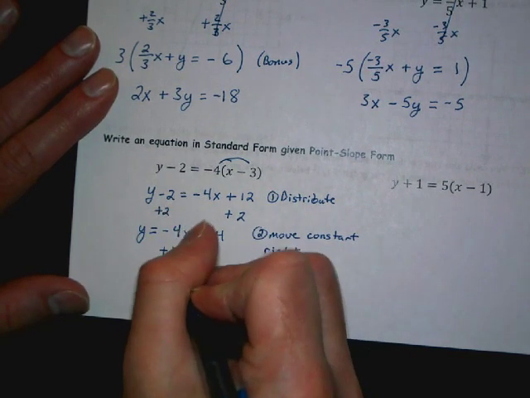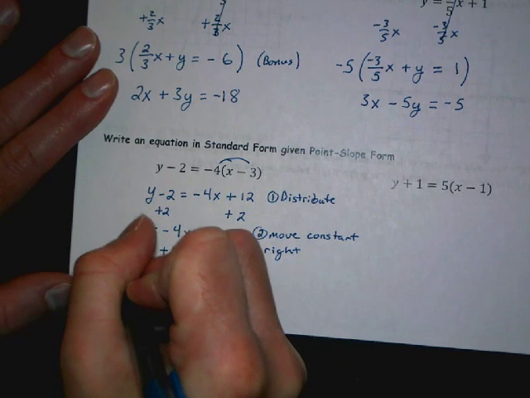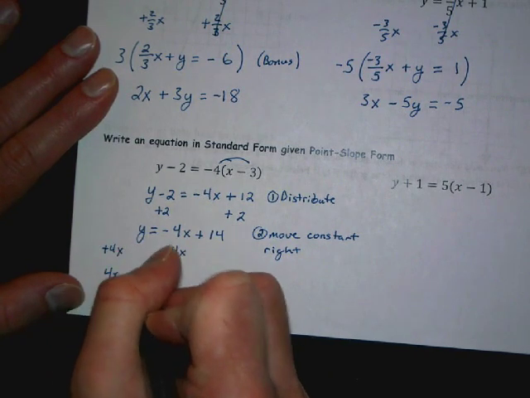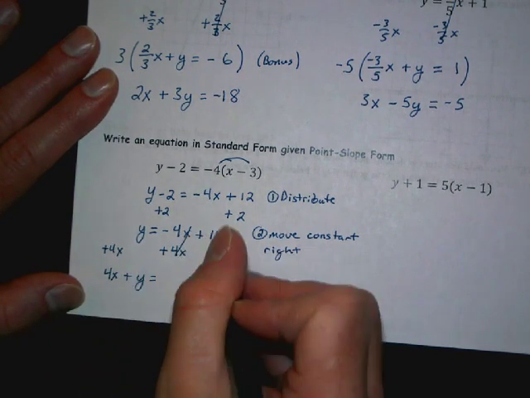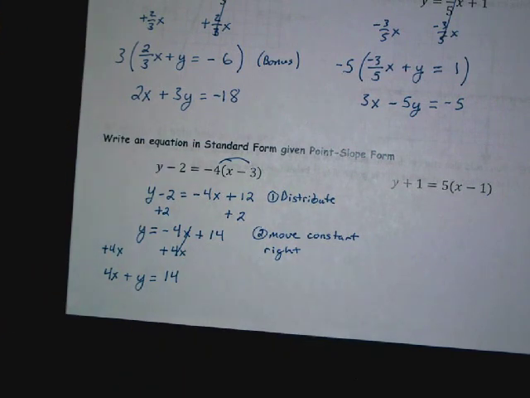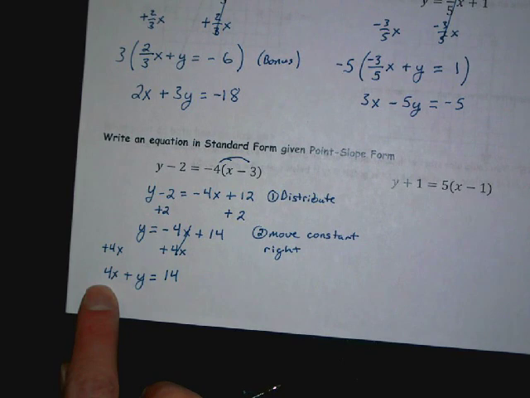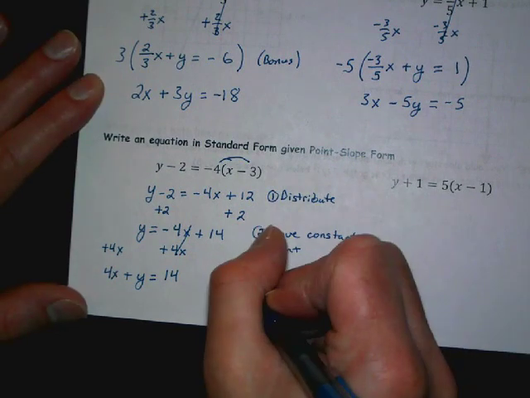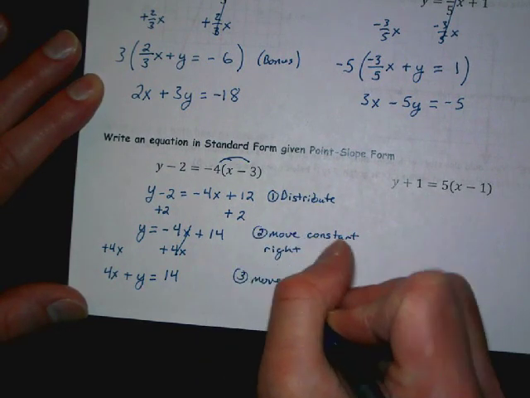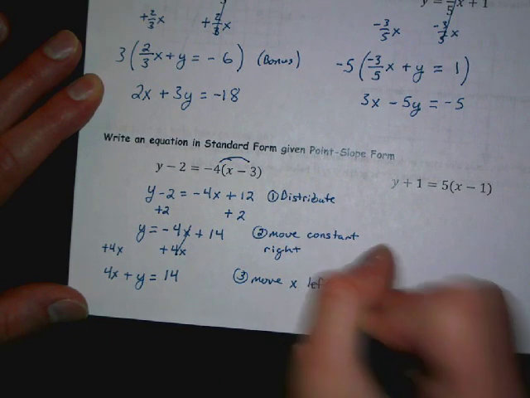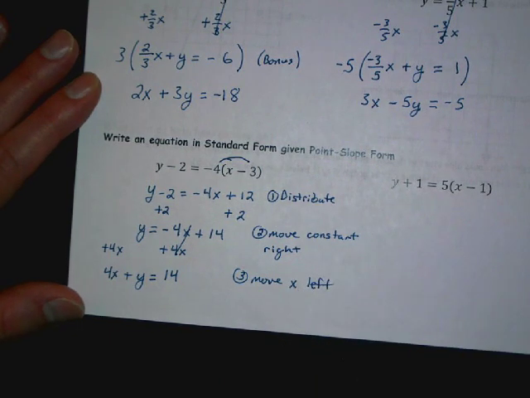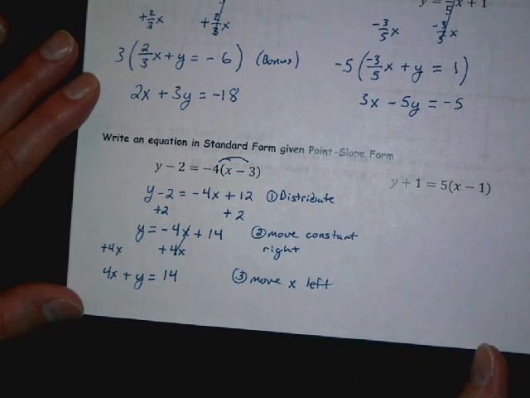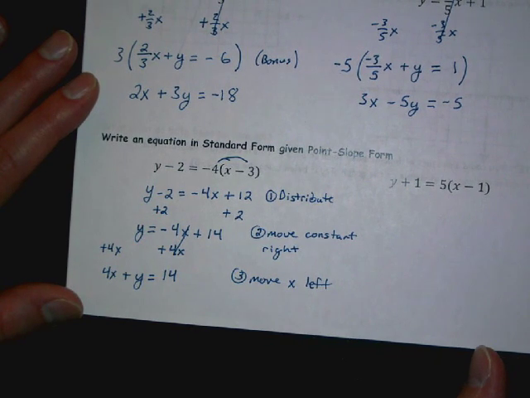So to put it in standard, now just move the x to the left. So plus 4x. You got 4x plus y equals 14. Unfortunately, this one has a positive x term up front, and it's not a fraction, so you are done at that point. So step 3 was move x left. It will always be those same 3 steps to go from point slope to standard.